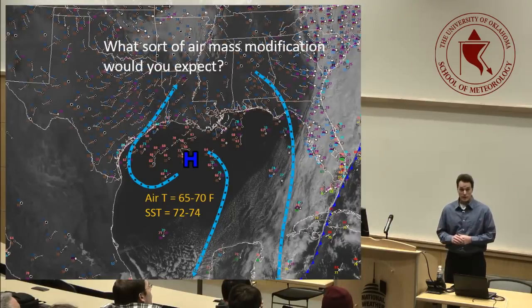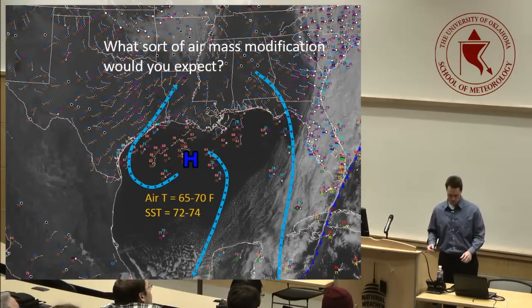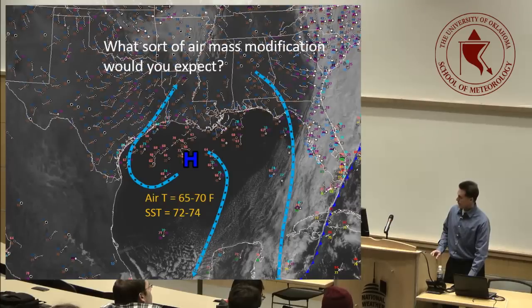Notice there's not a lot of cloud cover. It doesn't look like the previous one. Just think about what would be happening in that boundary layer. Is it modifying rapidly or not? And what does that say about the potential air mass and moisture return in advance of the next weather system?